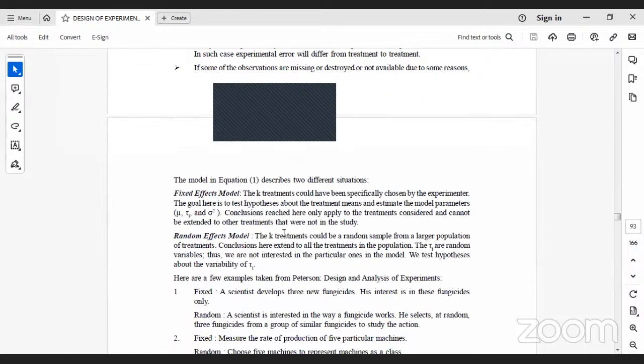The model equation describes two different situations. Fixed effects model: the treatments could have been specially chosen by the experimenter. The goal here is to test hypotheses about the treatment means and estimate the model parameters.